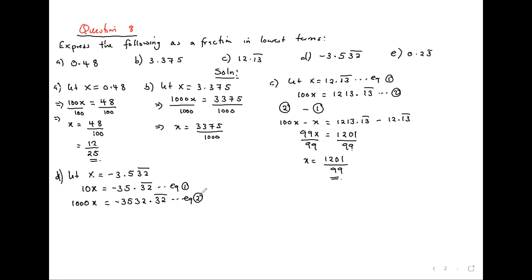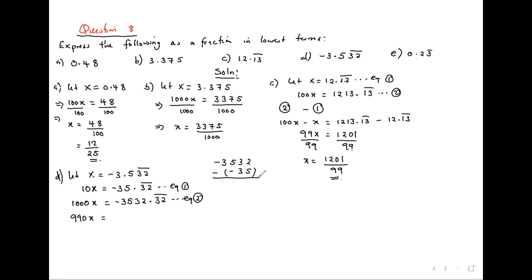So now we have 1000x minus 10x. This is going to be 990x equal to the bars minus bars, we get 0 there. Then you have this subtraction to make: negative 3532 minus negative 35. We have minus, and then the minus for subtraction, so we end up having a plus there.